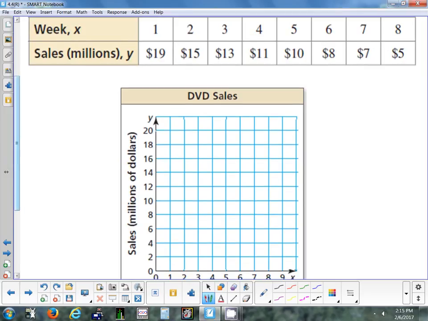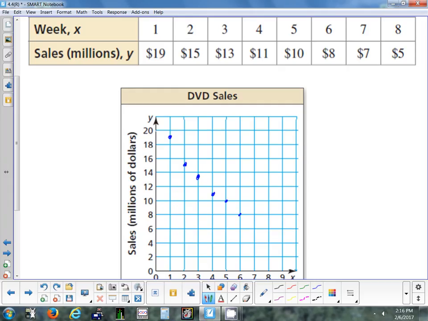All right, so let me try to get the points on my scatter plot, and then we'll see if we can get a line. Okay, so at week 1, they sold about 19. But that's not $19. What is that? 19 million, right, 19 million. Okay, week 2, looks like it's at about 15. Week 3 drops down to 13. Okay, week 4 is about 11. Week 5 is 10. So far they kind of look like they're in a pretty straight line.